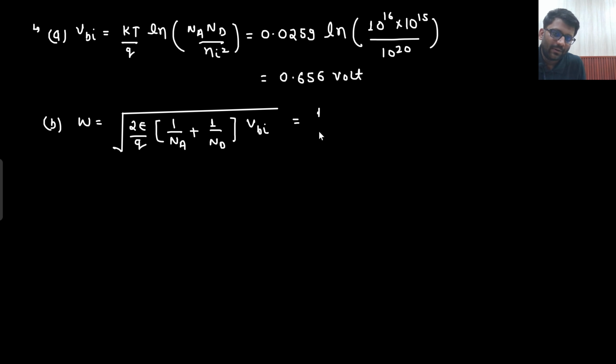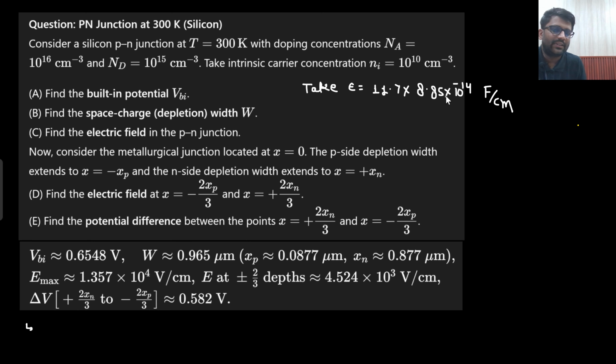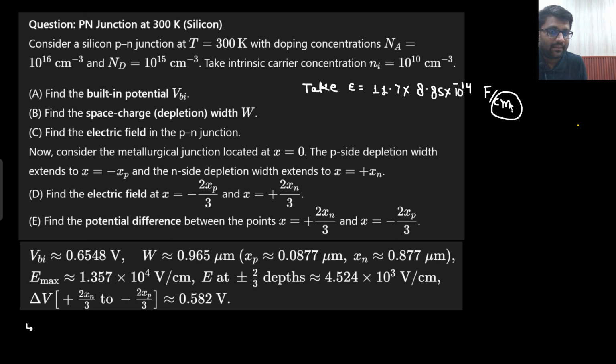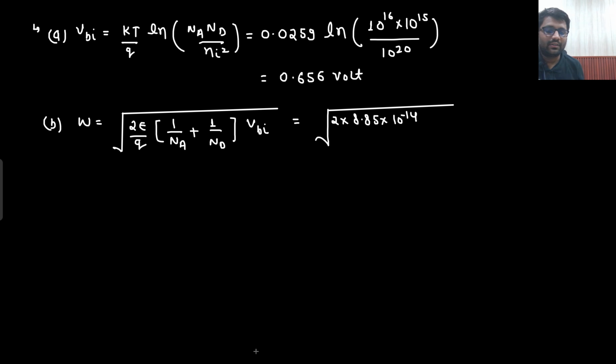So what would I do? Take epsilon. Epsilon is 11.7 into 8.85 times 10 to the power minus 14 farad per centimeter. So look at the calculation very carefully. Here the calculation is a very, very important matter of concern. Farad per centimeter, everything is going in centimeter. Even Na and Nd, if I put them in, I will put them in centimeter only.